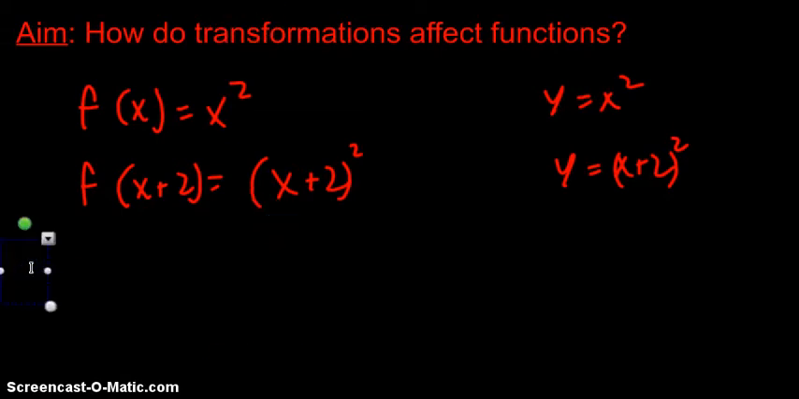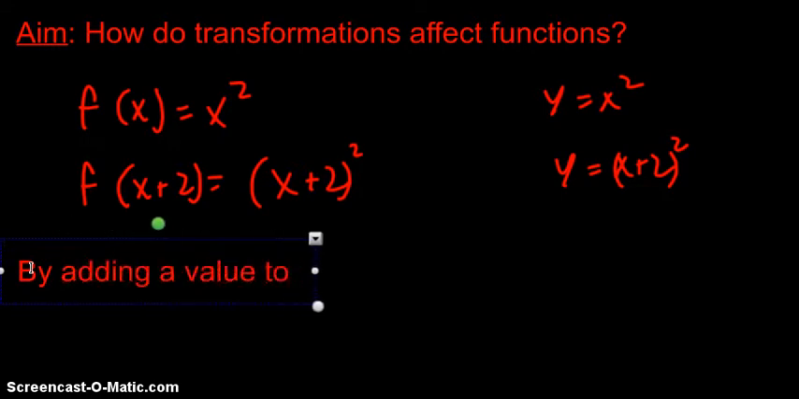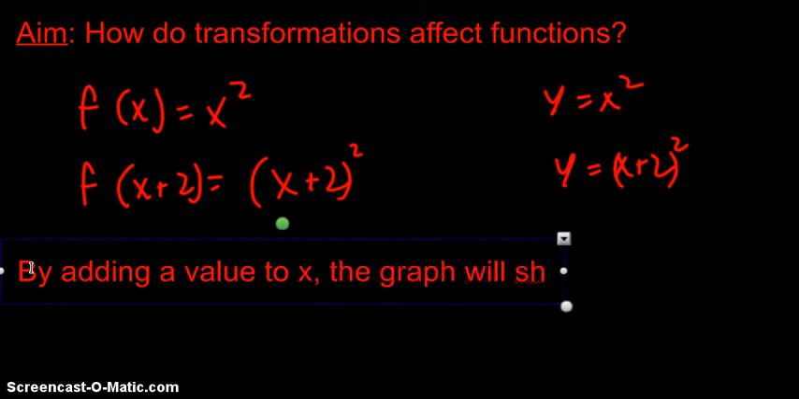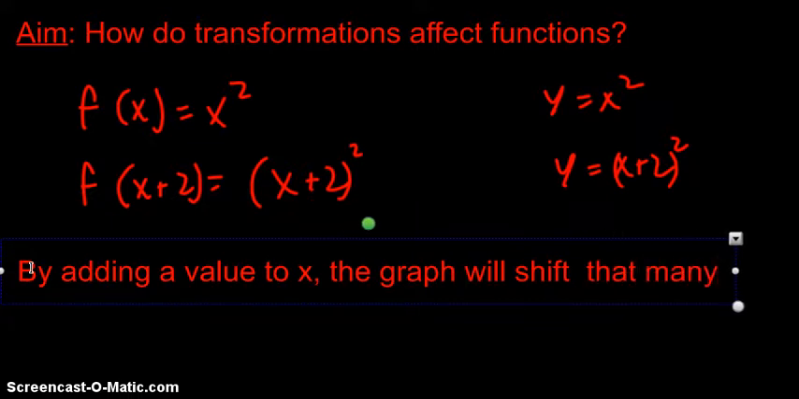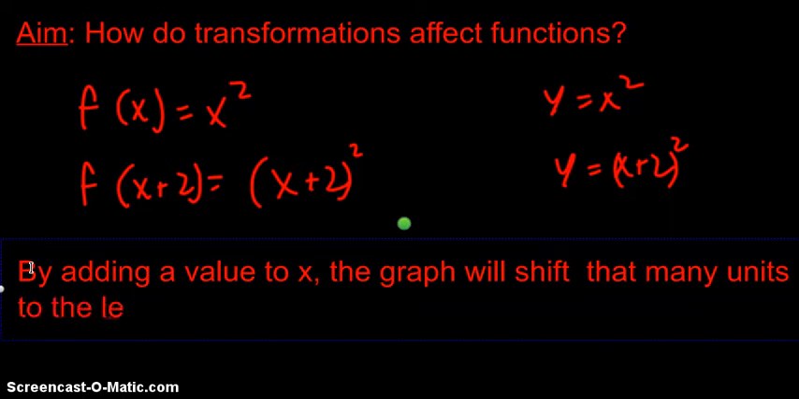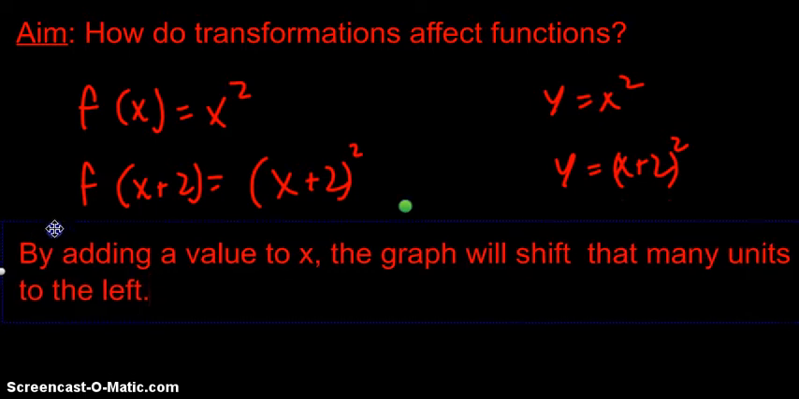Alright, so for our notes, by adding a value to x, the graph will shift that many units to the left, unless of course that value is negative, in which case it will shift that many to the right.